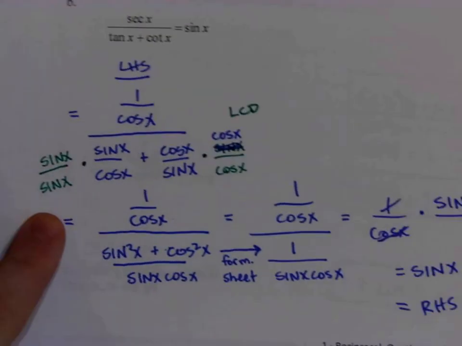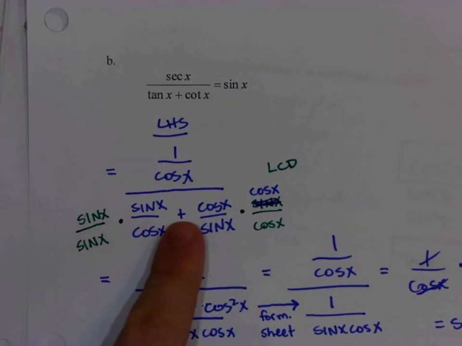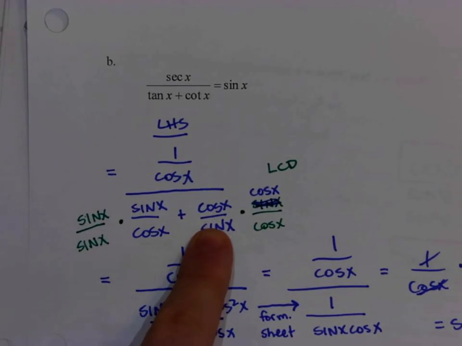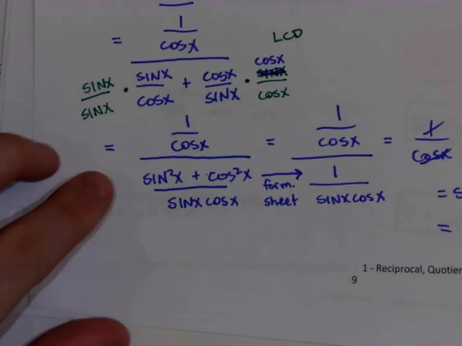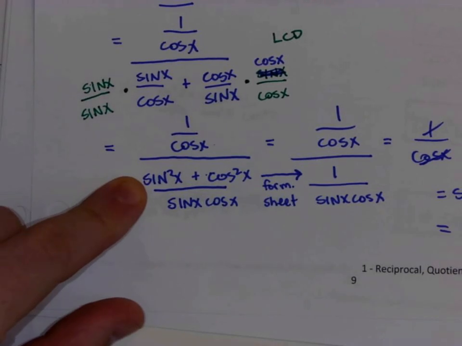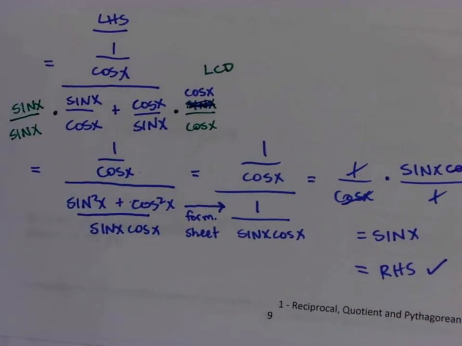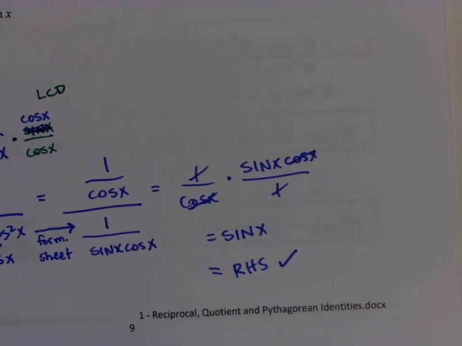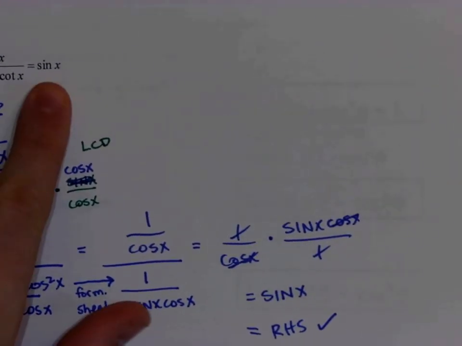Okay, so just to review, I put everything in terms of sine and cosine throughout. I had two fractions that I needed to combine to make one fraction, so I multiplied top and bottom by what was missing. I ended up with sine squared x plus cos squared x, which is directly from the formula sheet. You divided fractions, which means you flipped and multiplied, and you ended up with sine x, which is exactly what the right-hand side was equal to.